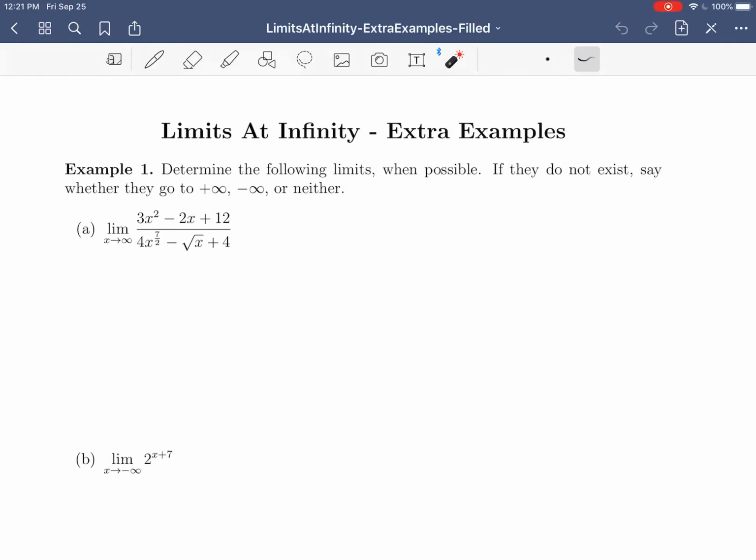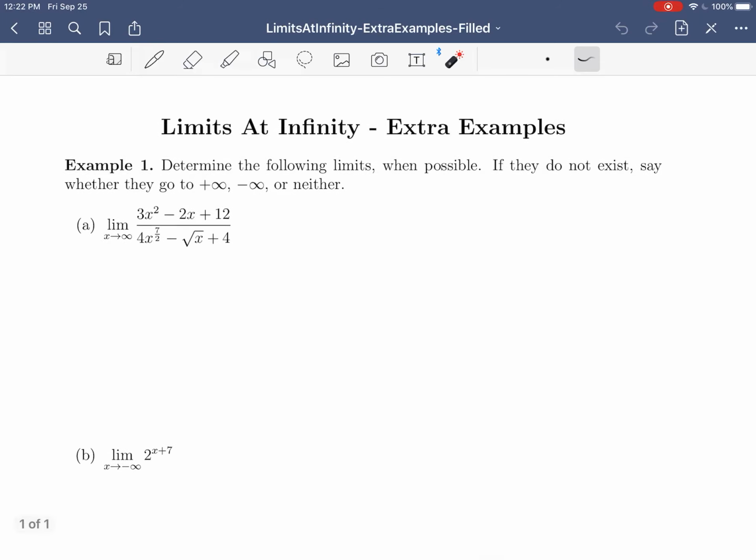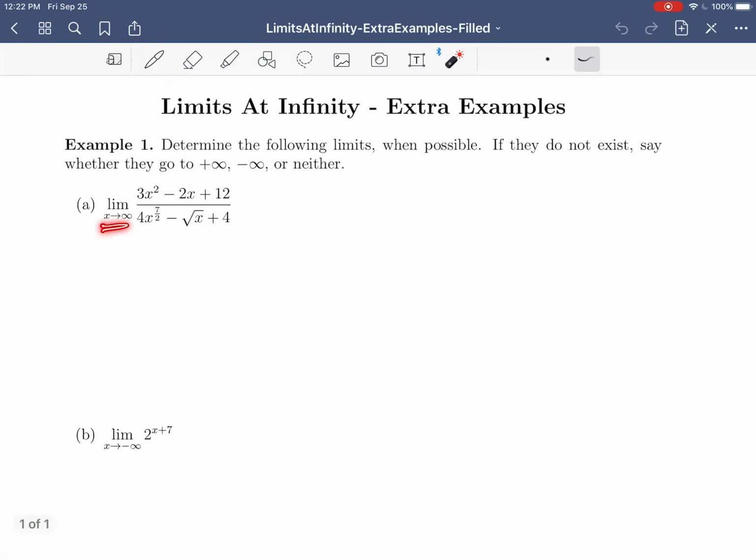In this video, we're going to do a couple of extra examples looking at limits as x tends to infinity. So we call these limits at infinity. So the first one here, we want the limit as x goes to infinity, and our function is 3x squared minus 2x plus 12 divided by 4x to the 7 over 2 minus root x plus 4.